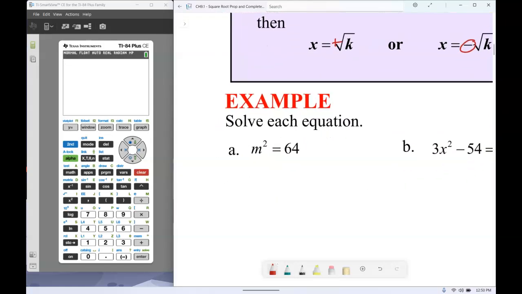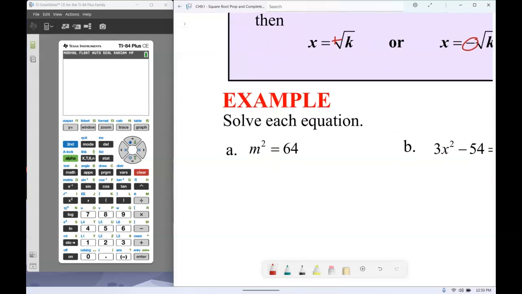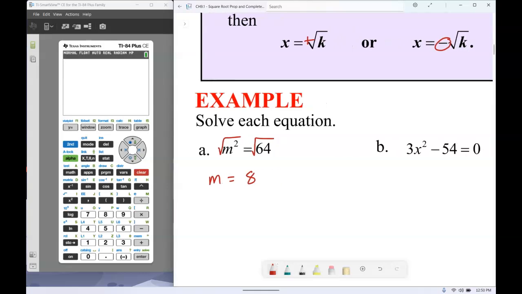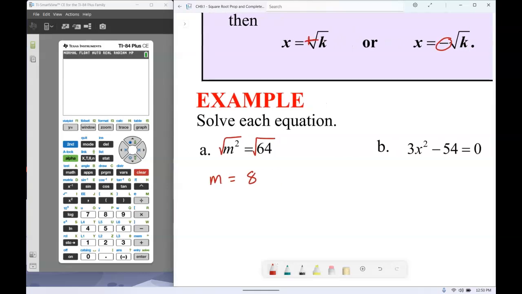So we'll start out really simple, and we see we have a variable squared. We have m squared equals 64. I can square root both sides. And what is the square root of 64? 8 and negative 8. Square root property says we get the positive root and the negative root. So we have 8 and negative 8.